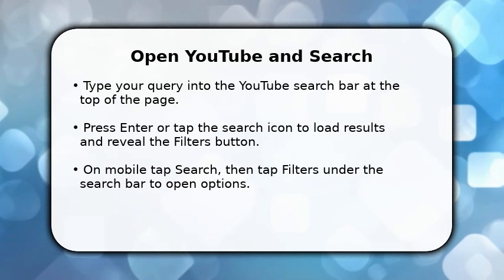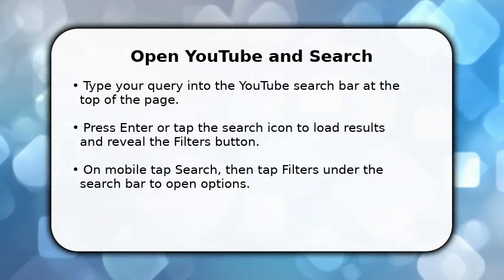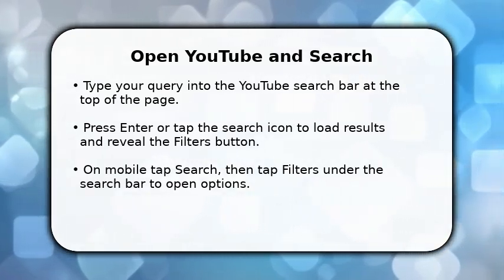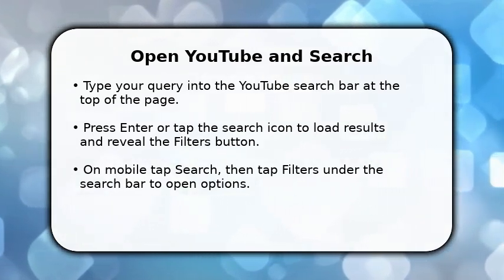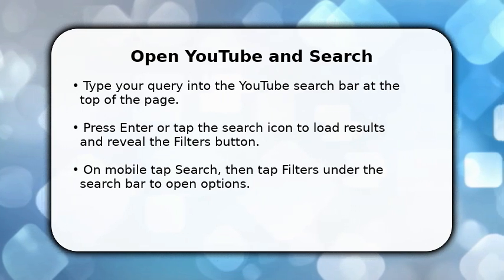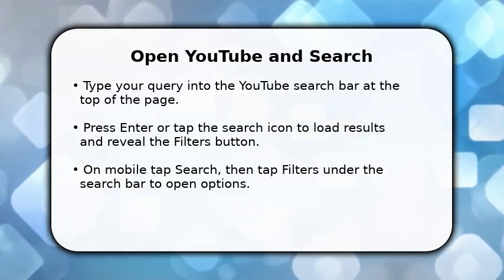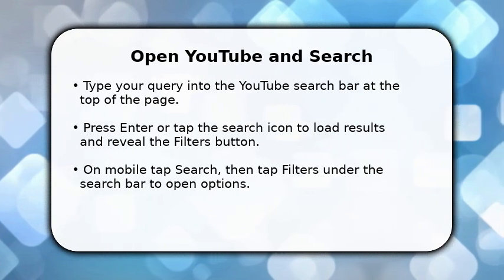Open YouTube and find the search bar at the top of the screen. Type your query clearly using keywords and specific phrases. Press Enter or tap the magnifying glass to run the search. Within seconds, results will appear and the Filters button will show under the search bar.